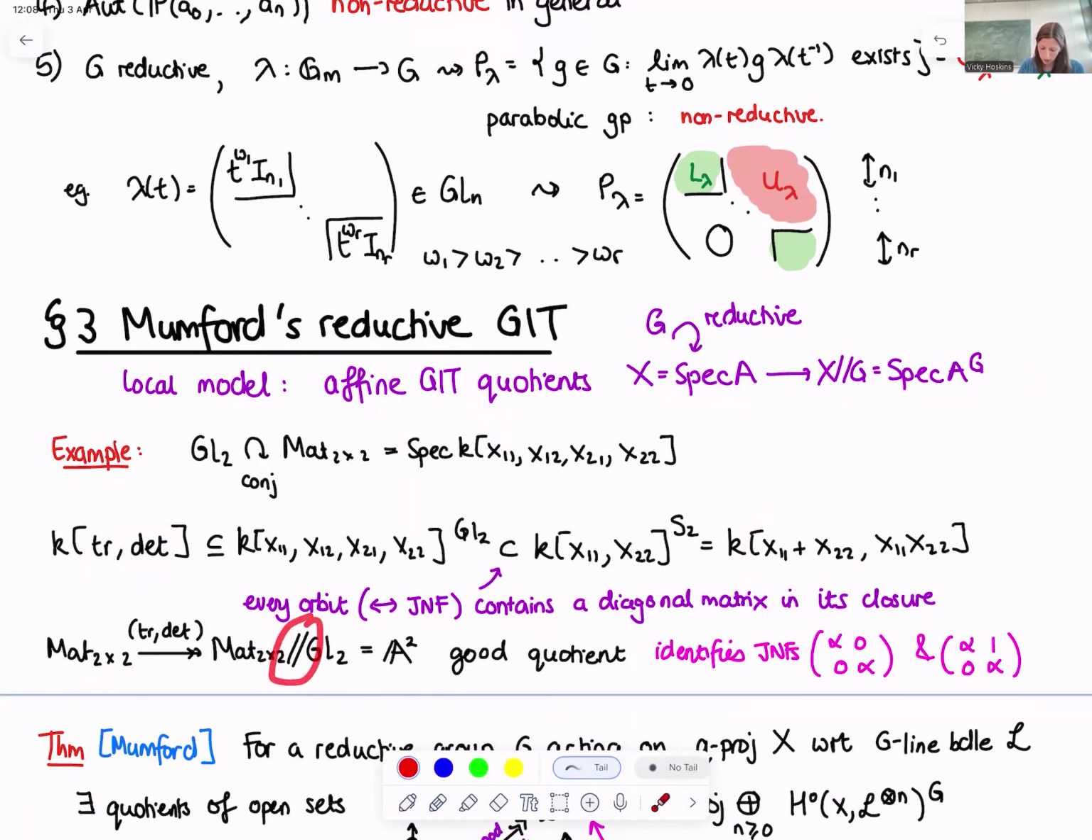So this double slash notation is very important because this is not an orbit space. And this is a good quotient, but indeed it identifies the Jordan normal forms where you have the same eigenvalue, but here you've got 2 Jordan blocks, and here you just have 1 Jordan block, because these have the same trace and determinant, but these orbits are distinct. But the point is that this orbit lies in the closure of this orbit. So that's kind of an easy exercise. You can take a 1-parameter subgroup, so a copy of Gm inside GL2, which degenerates this one to this one. Okay.